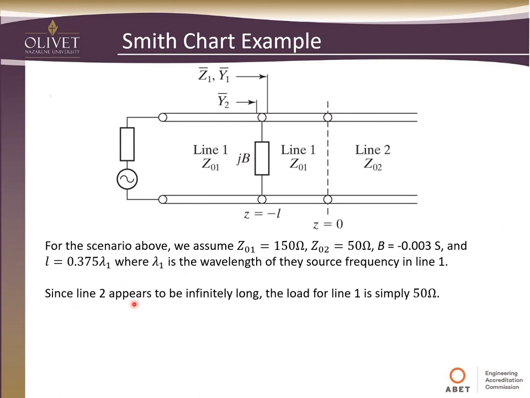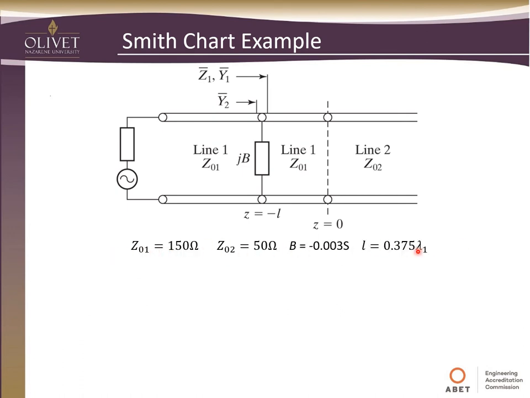So since line two appears to be infinitely long, the load for line one is simply 50 ohms. So that's just all the way across. We don't have to worry about that one. So let's talk about what's happening with the line impedance just to the right of this load here, JB.